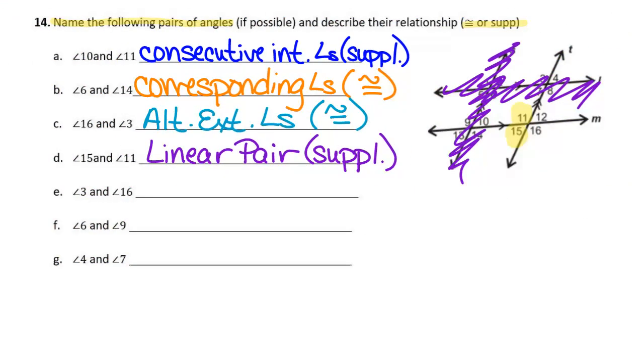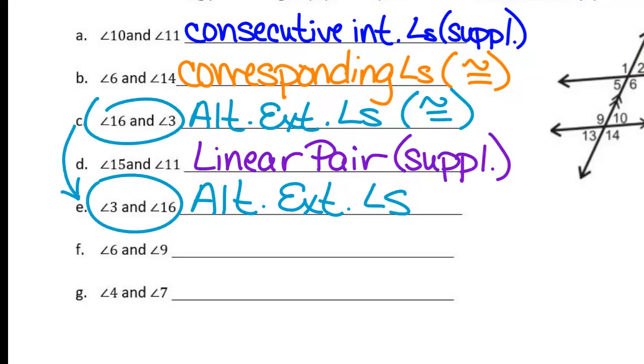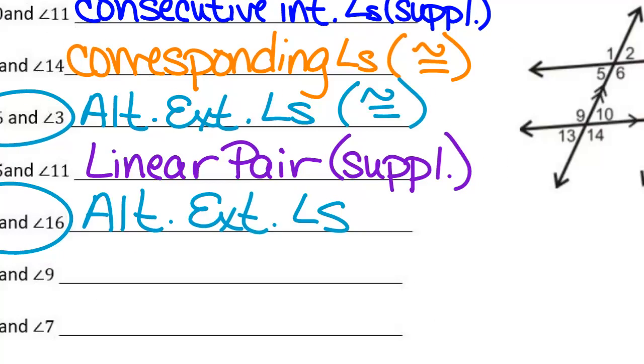All right. Then we have 3 and 16. 3 is here. 16 is here. What type of angles are those? Alternate exterior angles. We already did this one. We just flipped the angles around the other way. So these are congruent.